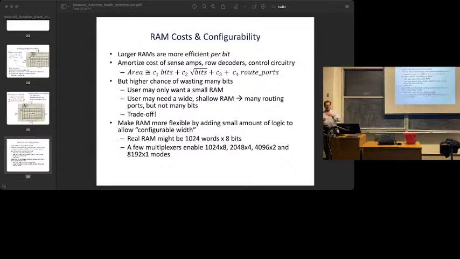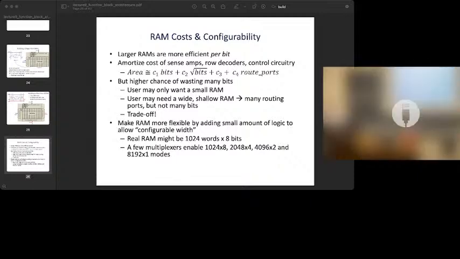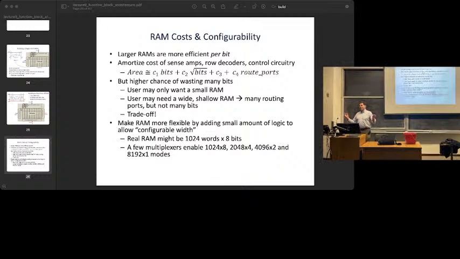And the cost of that's pretty small. Okay, this is a few multiplexers, and we can build those multiplexers right into the RAM, so we're not having to build them out of logic cells. We can build them into the RAM. They'll be pretty efficient. Does this make sense? So almost all FPGA RAMs do this, where they have this configurable width circuitry to make them a little more flexible.